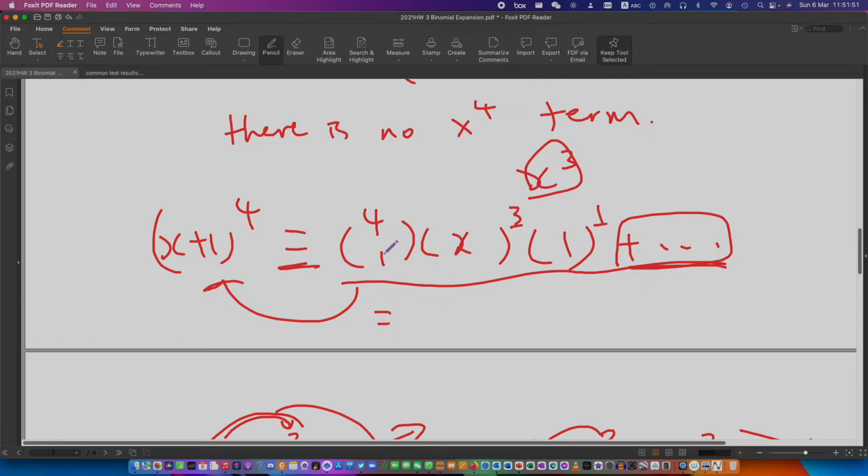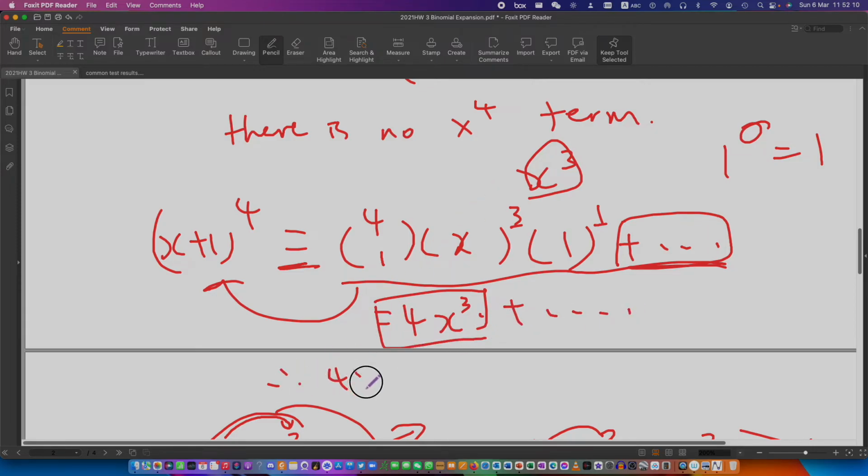So after that, you just do 4 choose 1, I think it's 4. And then after that, x to the power 3, and then times 1. 1 to the power anything is 1. So if they want the x to the power 3 term, you just answer: therefore the x to the power 3 term is 4x to the power 3. Okay, easy, right? Good.